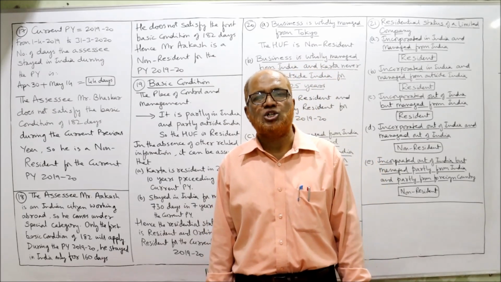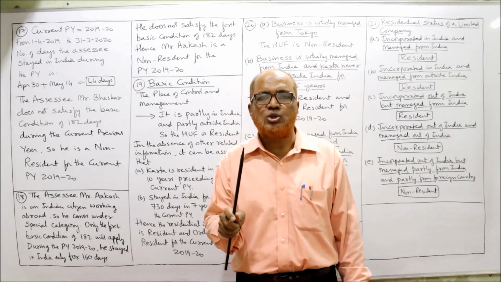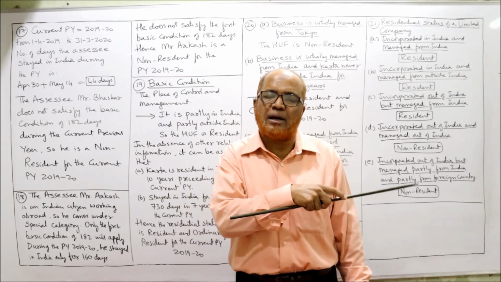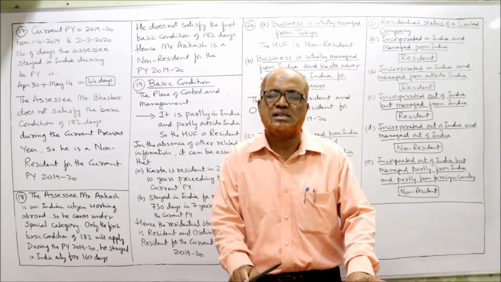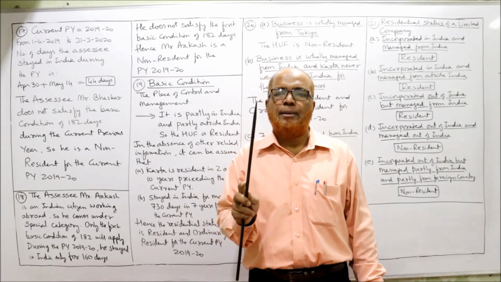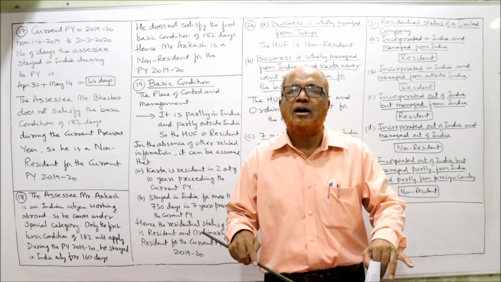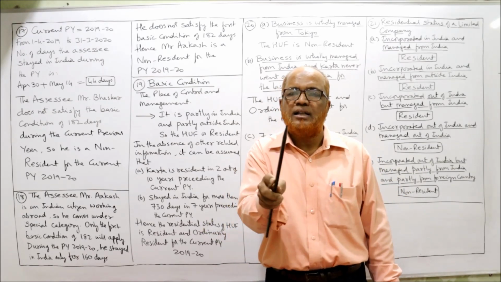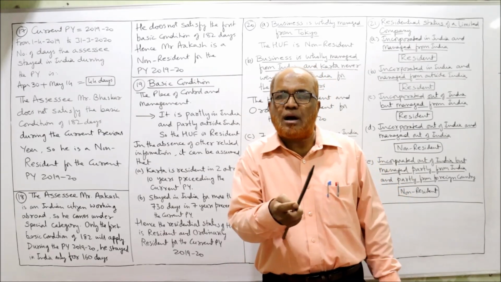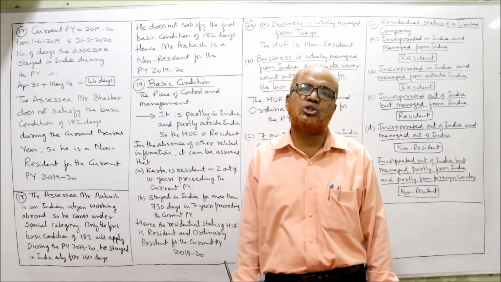Again, we have to satisfy the basic condition. The basic condition says if the control and management of HUF is wholly in India or partly in India and partly outside India, then HUF is a resident. Either it should be wholly in India, control and management. Basic condition says control and management should be either wholly in India or partly in India and partly outside India, then HUF will be called resident HUF. If the control and management is completely outside India, then the HUF will be non-resident HUF.